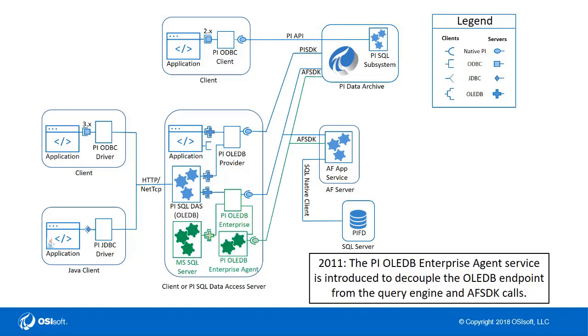But what this led to in 2011 was the introduction of the PI OLEDB Enterprise Agent Service. This decoupled the OLEDB endpoint from the query engine and therefore AF SDK calls. This means that the process space of the Microsoft SQL Server process does not need to include the AF SDK or any .NET libraries. The OLEDB endpoint itself is COM, therefore everything is separated as necessary. The PI OLEDB Enterprise Agent is a different process that itself can host the AF SDK and be the AF client.